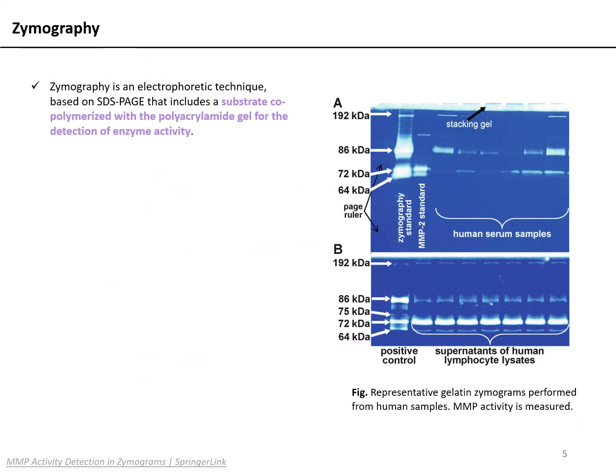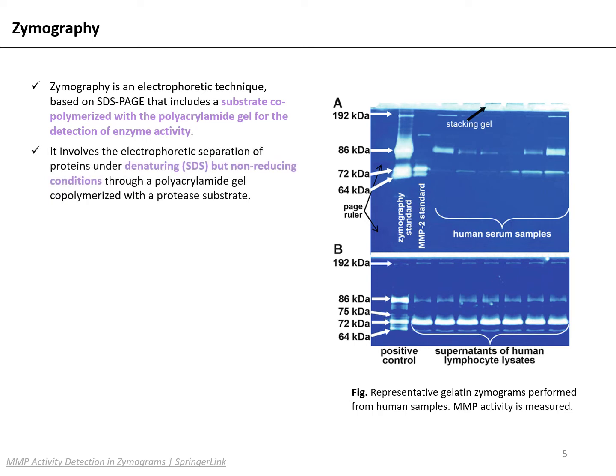So the next kind of polyacrylamide gel electrophoresis is zymography. Now, what is zymography? It is an electrophoretic technique based on SDS PAGE that includes a substrate copolymerized along with the gel for the detection of enzyme activity. So over here, not only do you want to separate your proteins on the basis of their size, but you also want to detect their functionality in the same gel.